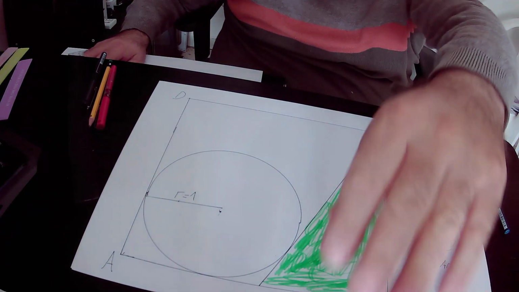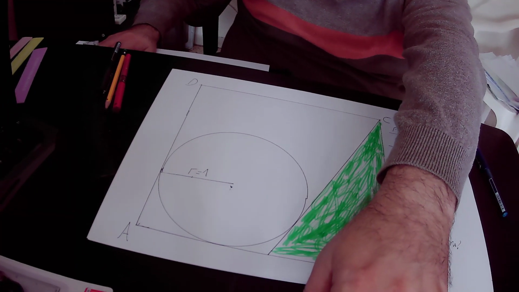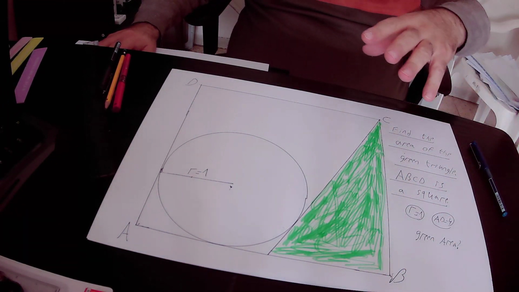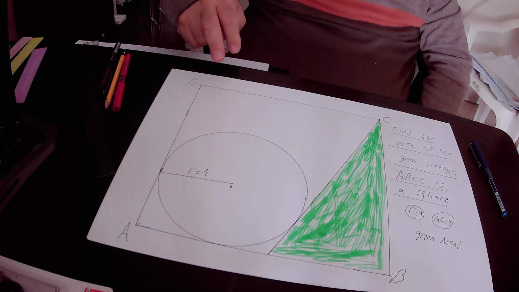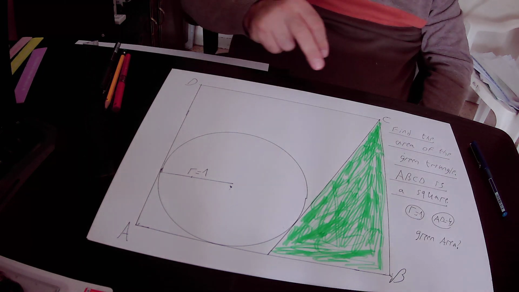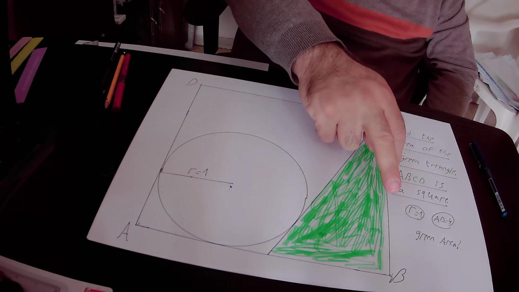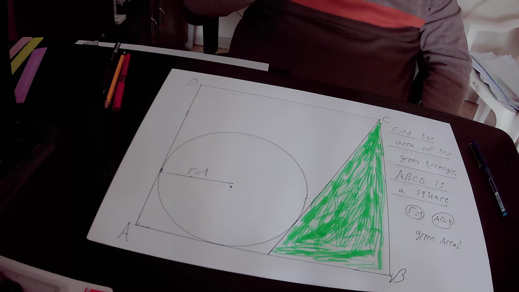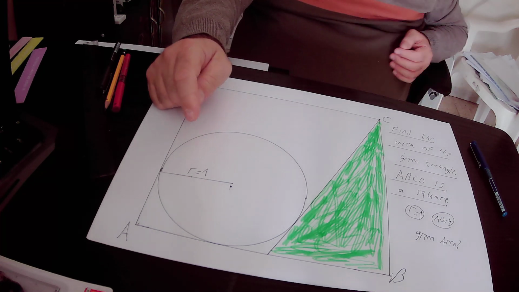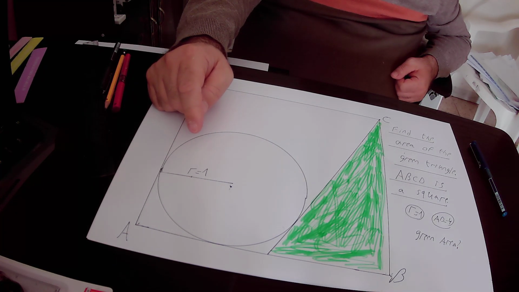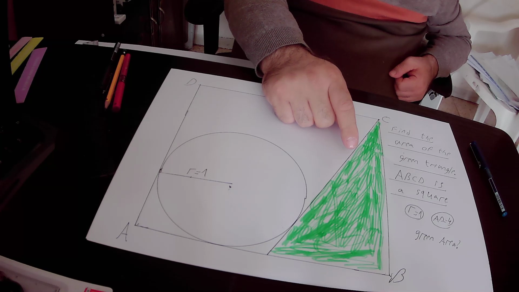Now, in this lecture, we'll find out the area of the green circle. In the drawing, we have square ABCD. We know that one side of square ABCD equals 4 units, so DC equals DA equals CB equals AB equals 4 units, and inside this square we have this circle, and we also know that the radius of this circle equals 1 unit, and we want to find out the area of this green circle.